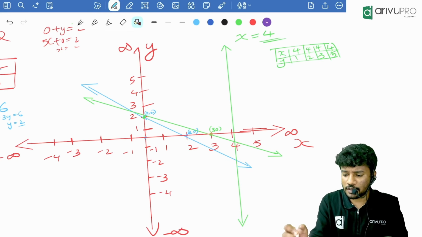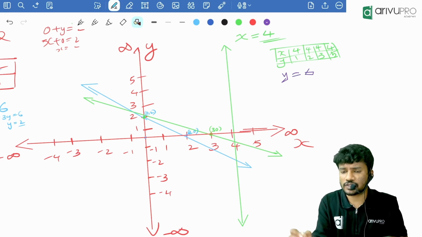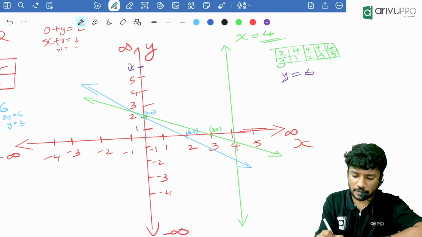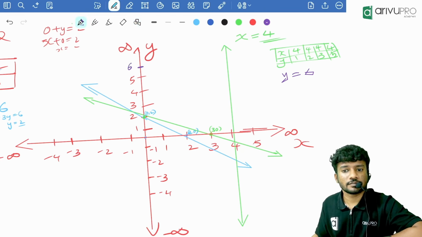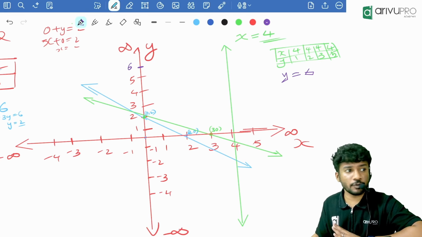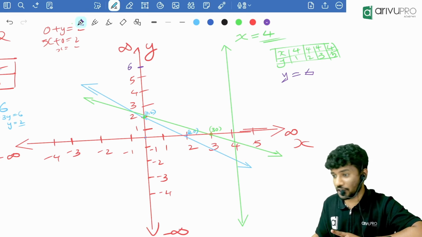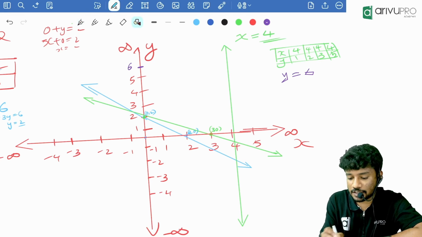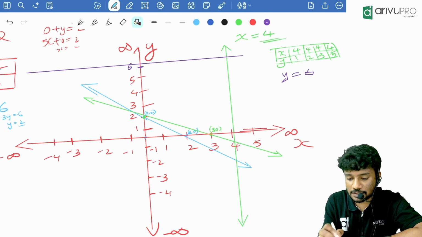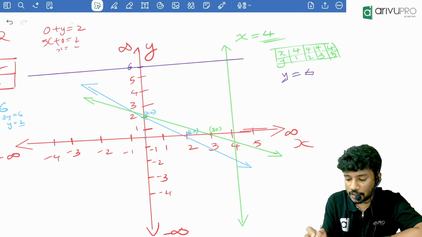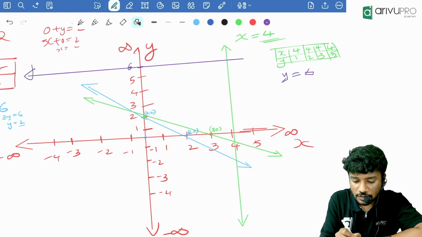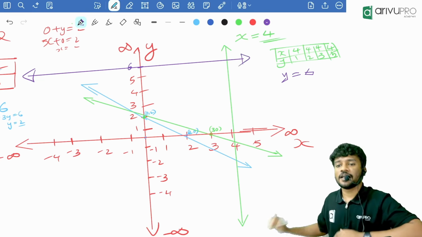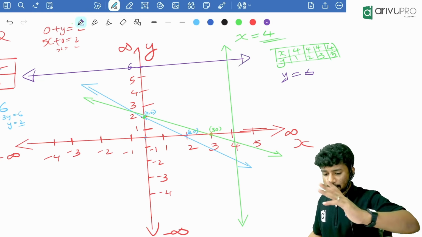Now, my next question. What will be the graph for y is equal to 6? Whatever value you put for x, will the y value change? No. Then the graph will look like what? It will be a straight line, but parallel to which axis? Parallel to x axis. It will be going this way. Correct? Till here everything is fine. Horizontal line parallel to x axis.